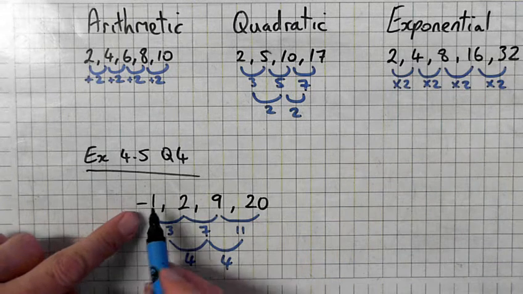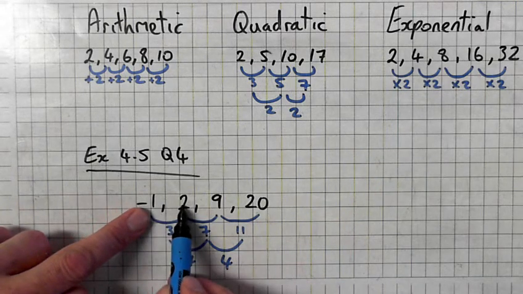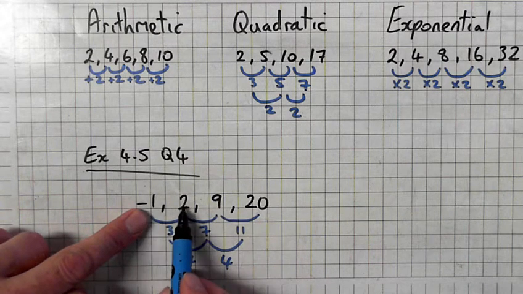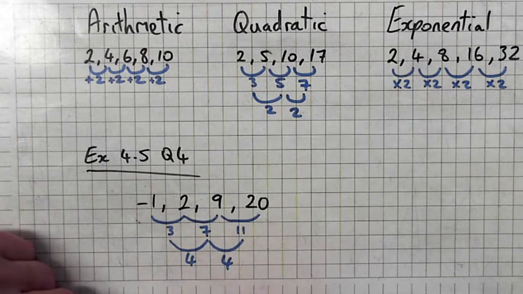So for example, it's not exponential because I can't multiply by 2 to get to that one, times 2 to get that one, or I can't multiply by 3 to get to that one, times 3 to get to that one, can I? No. Right, the next one.